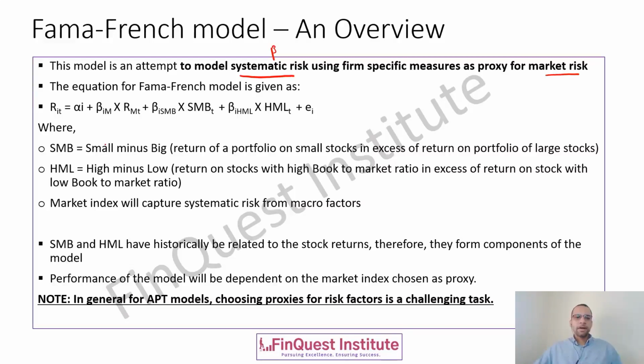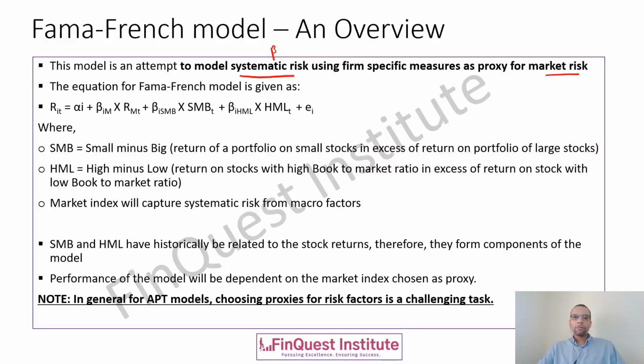Further extending the market index point, the market index is also an important component here, because it is expected to measure the impact of systematic risk owing to various macroeconomic factors as well. So that is something which is used in the analysis. Now, SMB and HML have historically been related to stock returns, and that's why they're used as components of this model. This is through empirical research and something which has been used by analysts over the years.